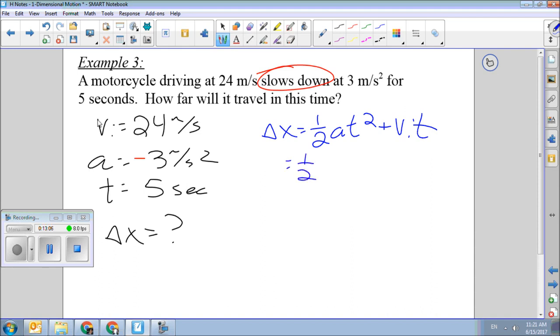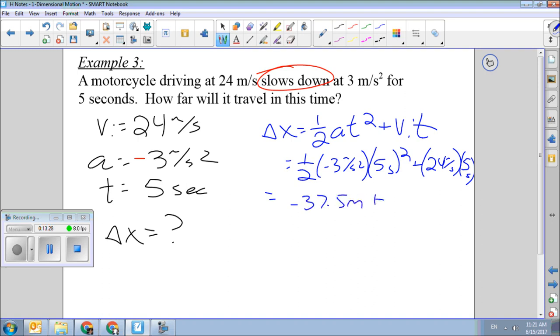So at this point, it's just a matter of plugging in your numbers. But just make sure you watch those signs. Let's see, our VI here is 24 times 5 seconds. All right, so look what we get. Let's see, 5 squared is 25 times 1.5, so you're going to get negative 37.5 meters, plus 24 times 5 is, what, 120 meters?